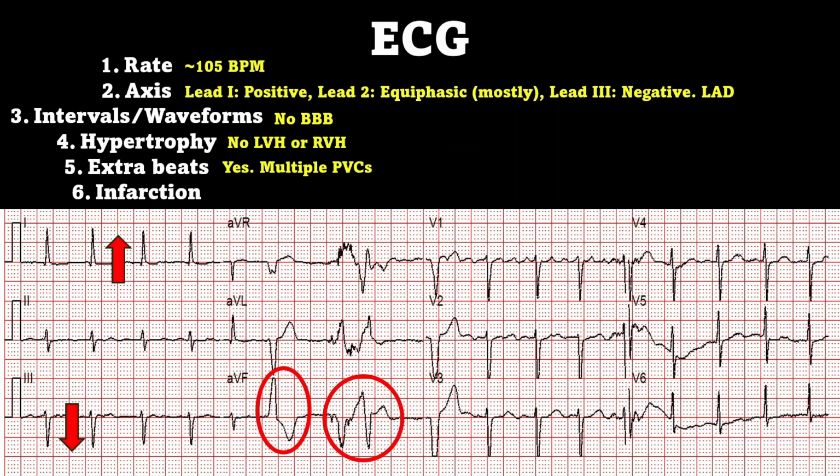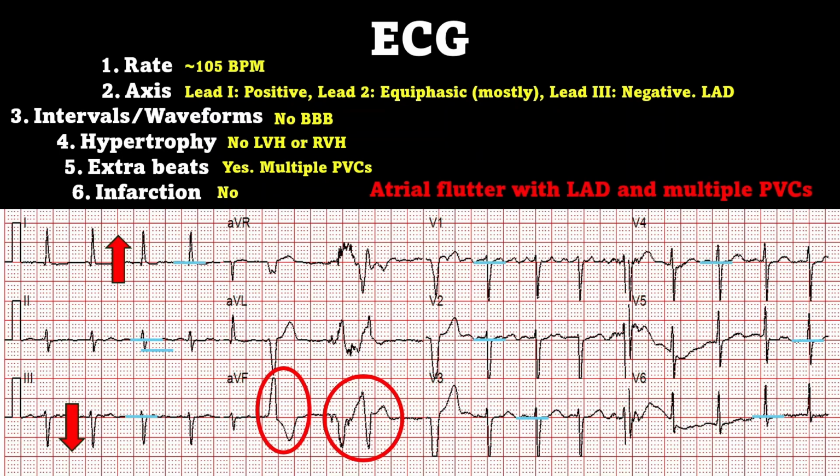Next, we look for infarction. You look at the ST segment to see if it is baseline or isoelectric across all your leads. You can see that there is no ST depression or elevation, which would signify myocardial injury. So in summary, this EKG reveals atrial flutter with a left axis deviation and multiple PVCs. Atrial flutter can be challenging to diagnose, especially when it presents with variable conduction and hidden flutter waves.